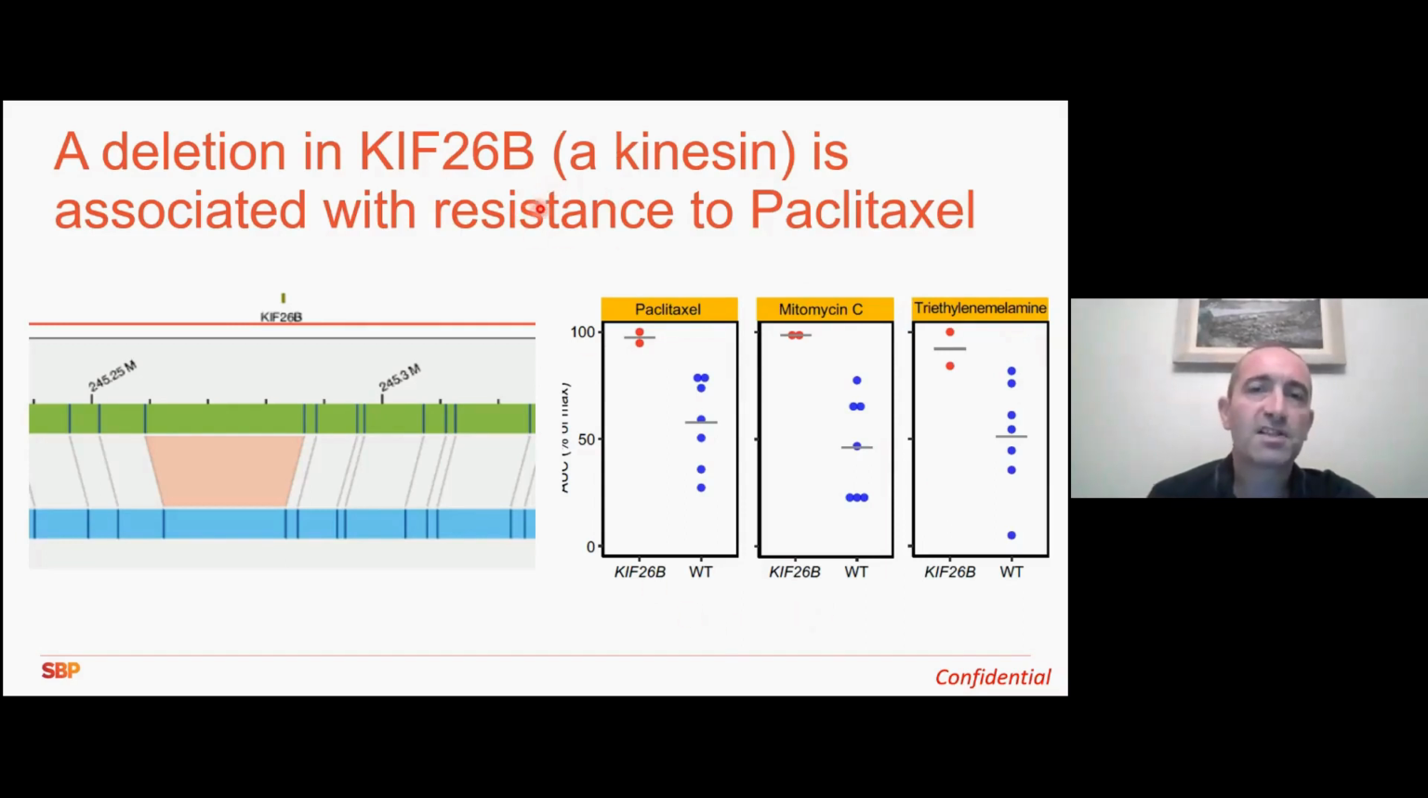And I'm not really going to discuss it today, but I'm just going to allude to it. We also study other diseases other than leukemia. And in 3 of our childhood brain cancers, we have also found a deletion in KIF26B or its homologue KIF26A.